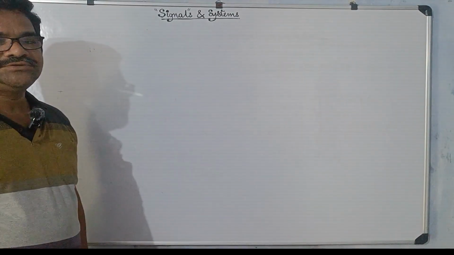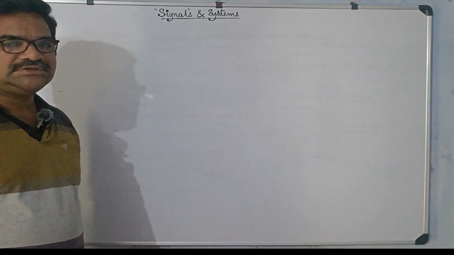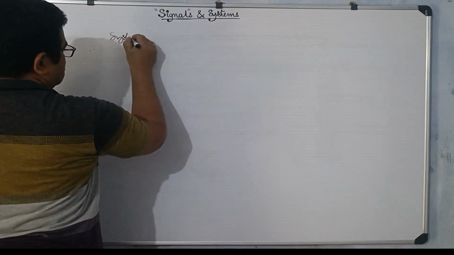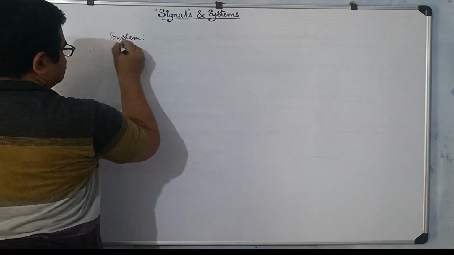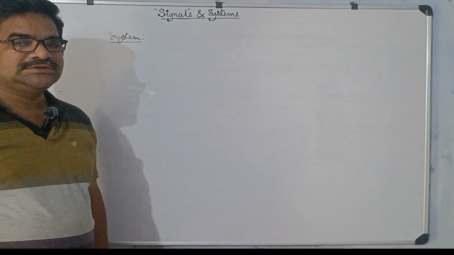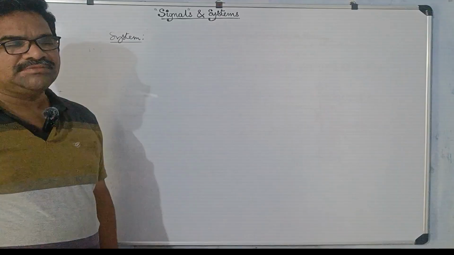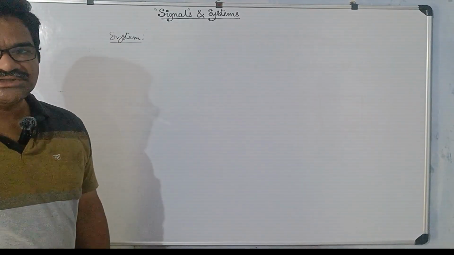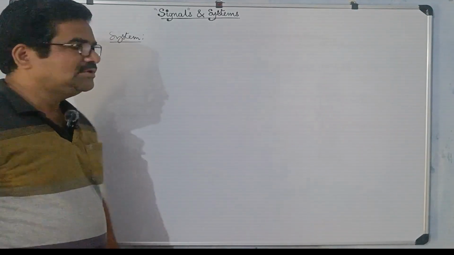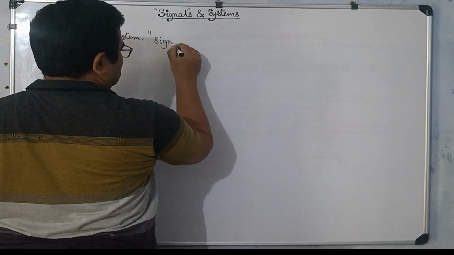Now that you understood what a signal is with the help of some examples, let us try to understand what a system is. A system is the one which is operating on the signal. Let us say I am giving some signal as the input to the system. The system is performing some operations on the signal, and it is generating another signal, which is the output signal.